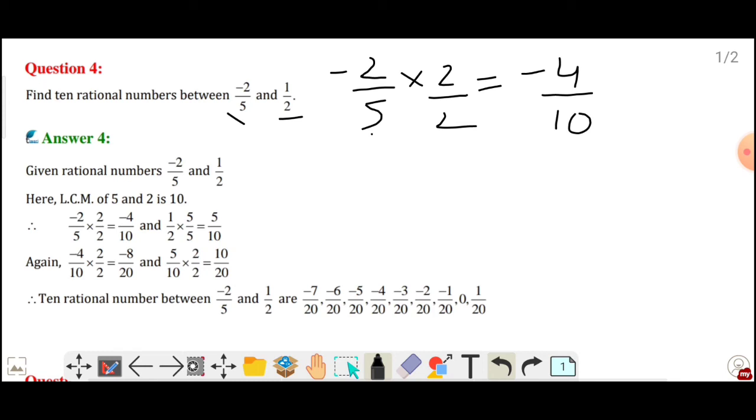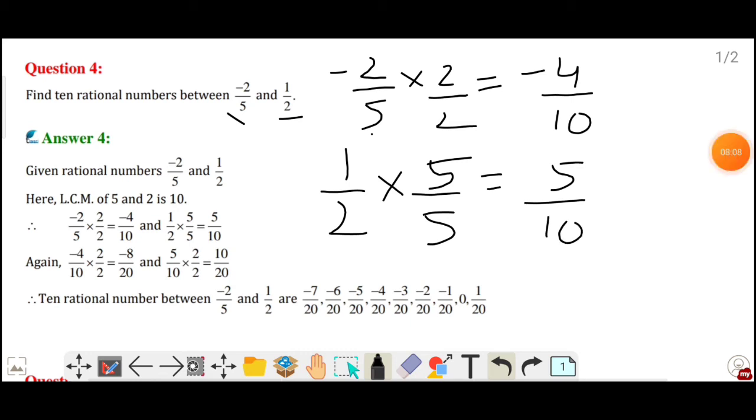Now the last number that they gave, 1 by 2. To make the denominator 10, we need to multiply by 5 because 5 2s are 10. Not only the denominator, you need to multiply the numerator also. 5 1s are 5, 5 upon 10. I will write these numbers one more time on the next page.